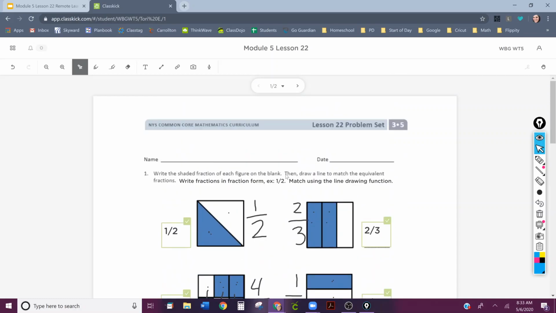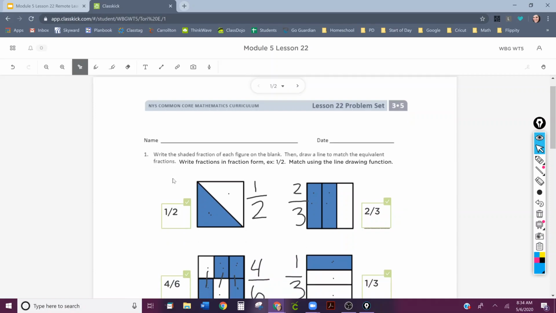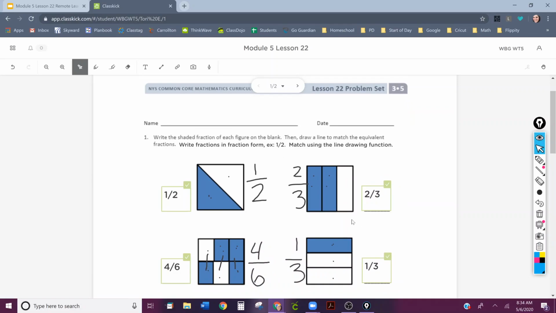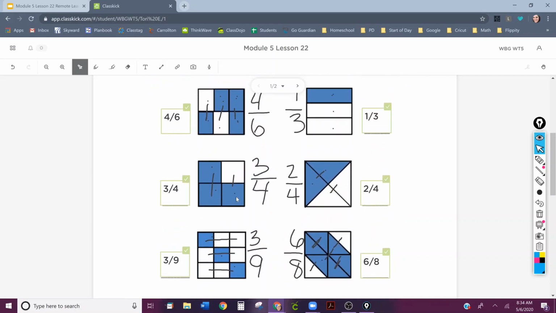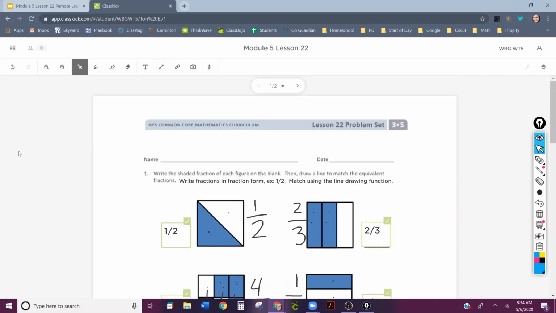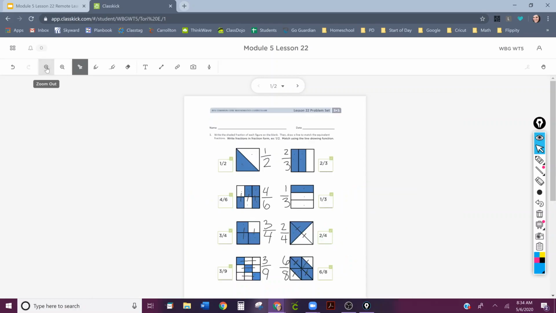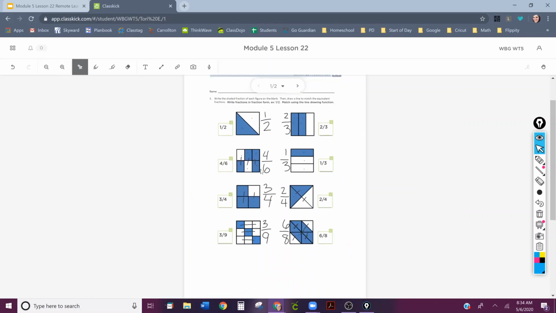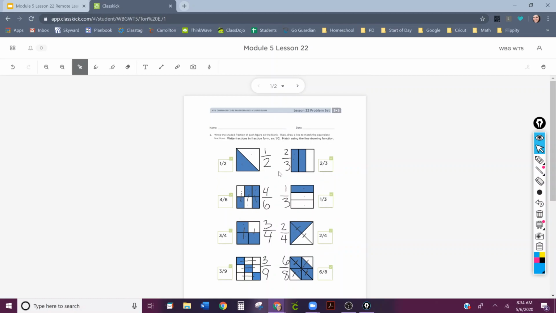The next step, it says, then draw a line to match the equivalent fractions. So now we need to match the fractions. We do that using the line function. But you might notice it's hard to match right now because we cannot see them all at the same time. So if you come up here, there's a magnifying glass with a subtraction sign, and if you hover over it, it says zoom out. I'm going to zoom out until I can see all of the shapes at the same time. That's going to make it easier for me to match.